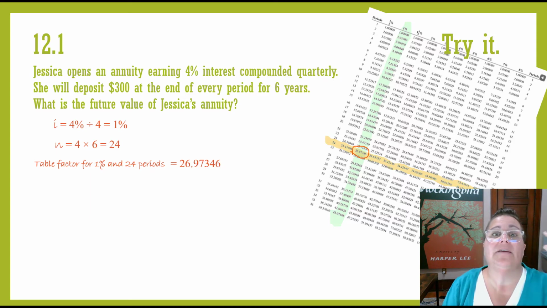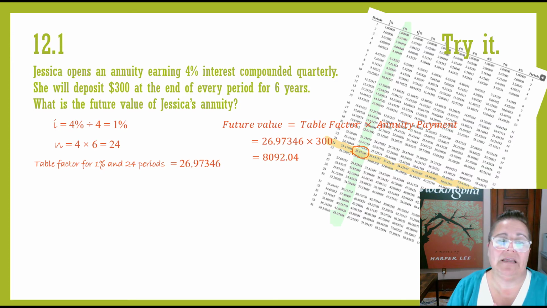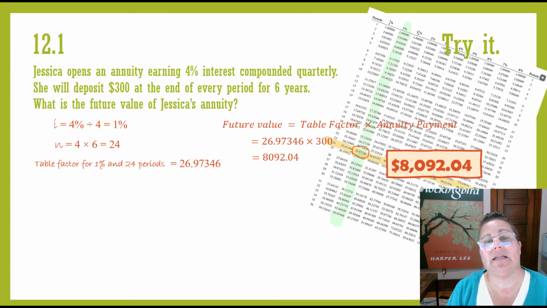So, to find the future value, we're going to take that table factor of 26.97346 and multiply it by 300. This gives us $8,092.04. So that should be how much Jess has in this account after 6 years, $8,092.04.